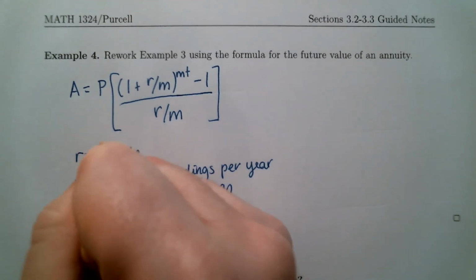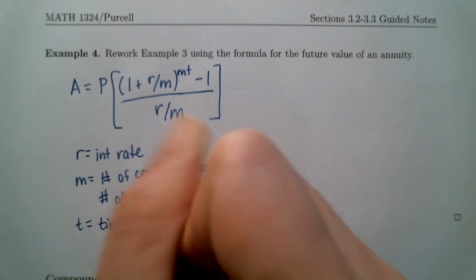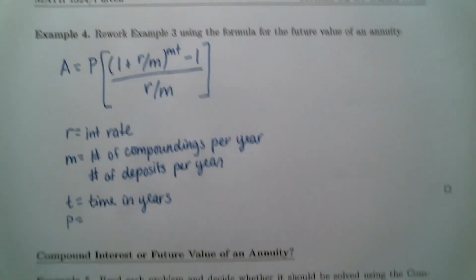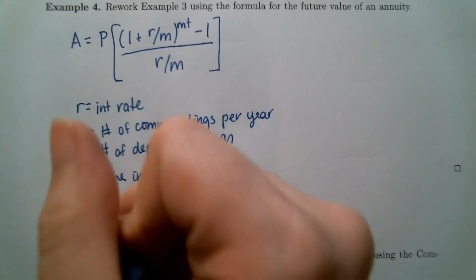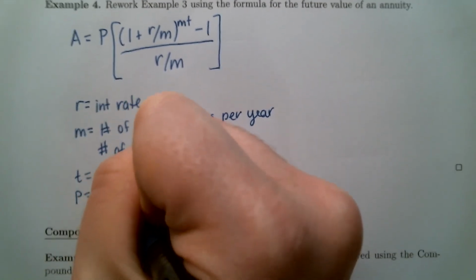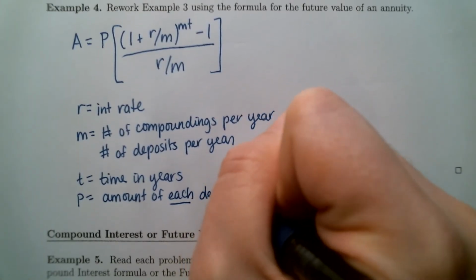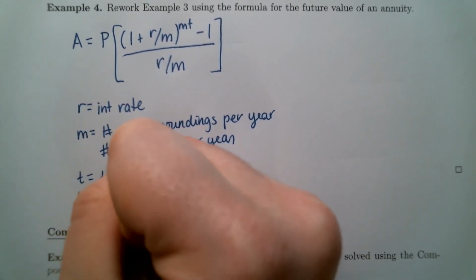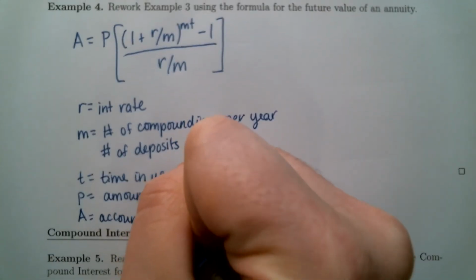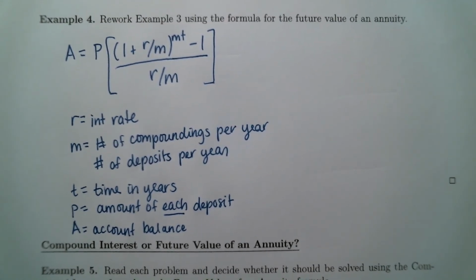All right, T is going to be the time in years. And then P, remember with compound interest, it was the amount of the one lump sum. Well, here it is going to be the amount of each deposit, because you're making those regular deposits. So P is going to represent the amount of each deposit. And then A is going to be the account balance. So these variables pretty much mean the same thing that they did in compound interest.